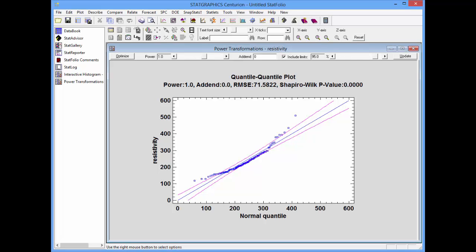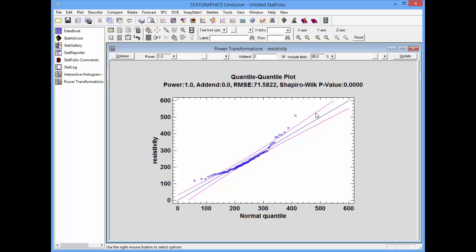We've added two other features to the plot to help us judge whether or not the data come from a normal distribution. The first is the p-value for the Shapiro-Wilk test. A Shapiro-Wilk test is a test for normality. If the data came from a normal distribution, we would expect to get an insignificant result, meaning we would expect to get a p-value greater than 0.05, for example, if we're operating at the 5% significance level. The p-value of 0.0000 here is a very strong rejection of the hypothesis that my data could have come from a normal distribution.